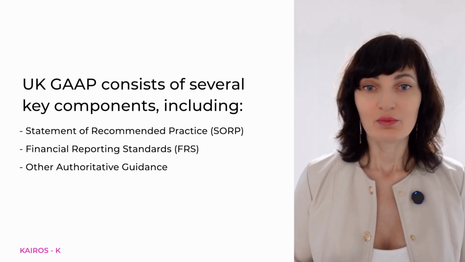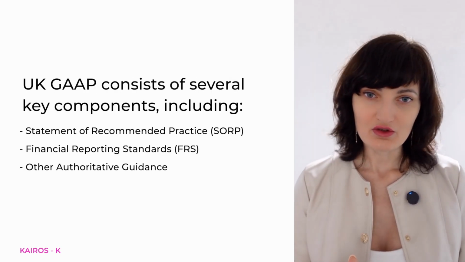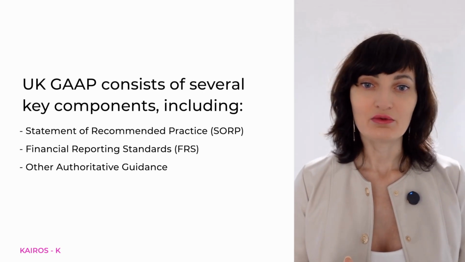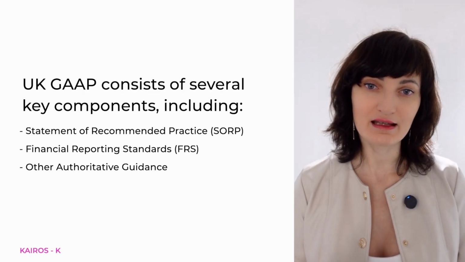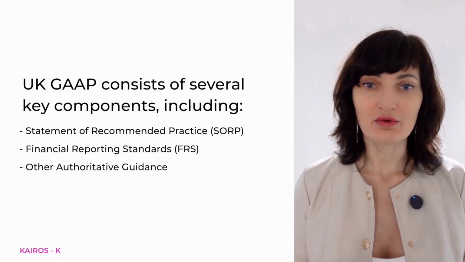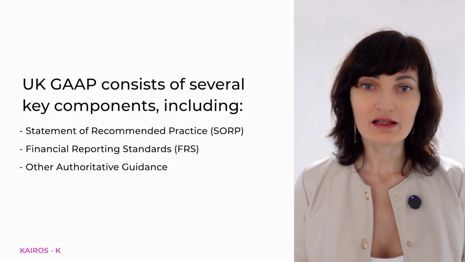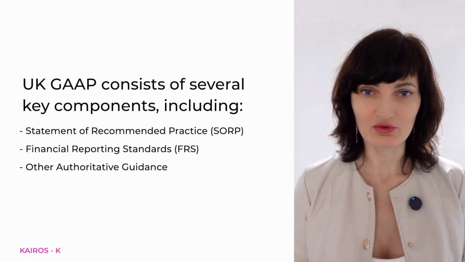GAAP is built from a few parts. First, there's something called SORP, the Statement of Recommended Practice. Sounds fancy, but really it just means extra guidance for certain industries. For example, charities, construction, housing, places that need more specific rules.